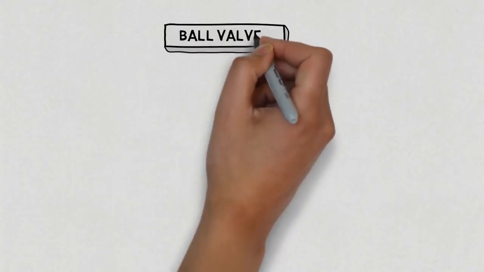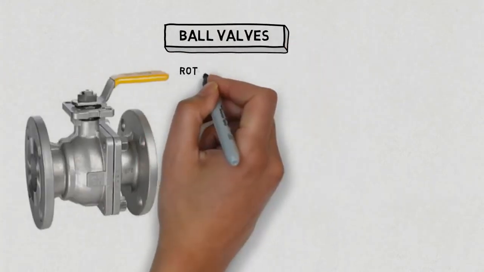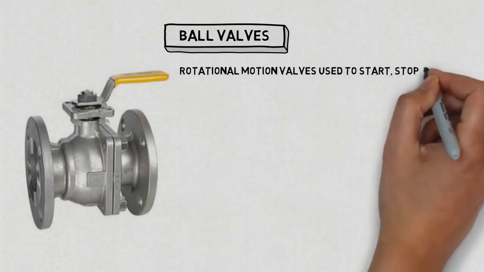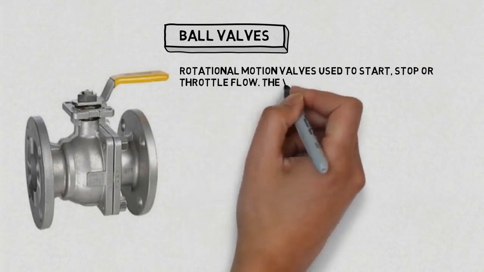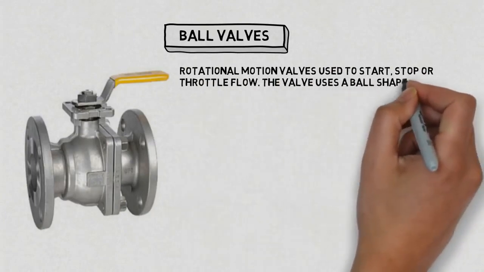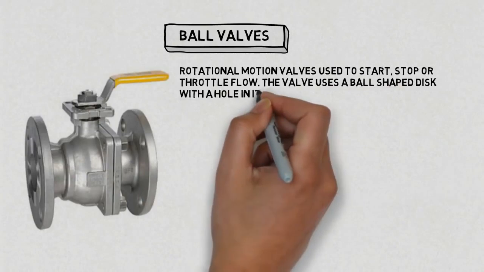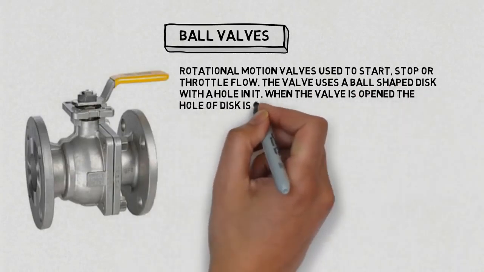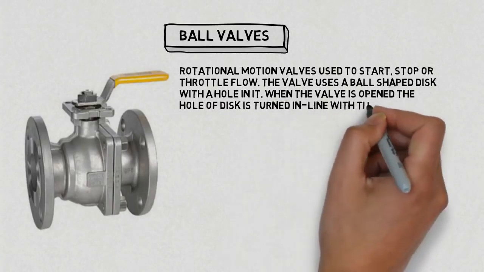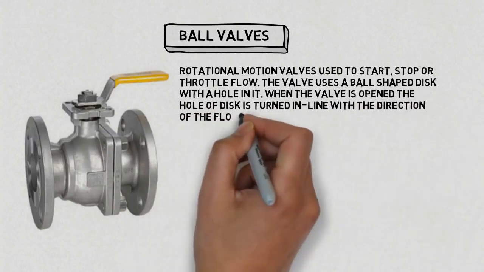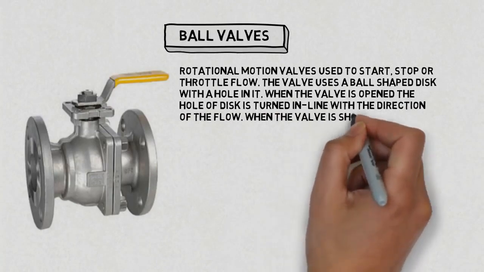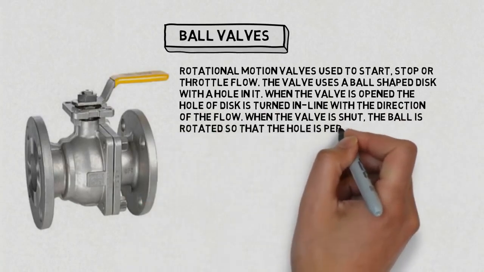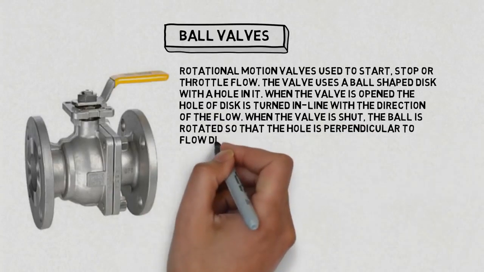Ball valves. Rotational motion valves used to start, stop, or throttle flow. The valve uses a ball-shaped disc with a hole in it. When the valve is opened, the hole of the disc is turned in line with the direction of the flow. When the valve is shut, the ball is rotated so that the hole is perpendicular to the flow direction.